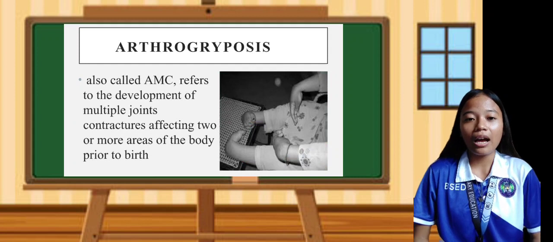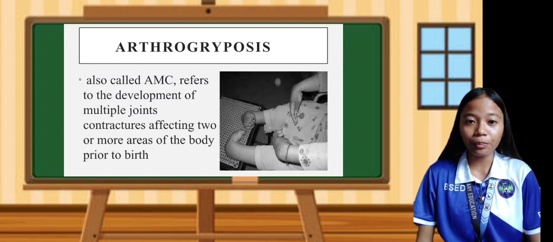The next one is arthrogryposis. Arthrogryposis involves a variety of non-progressive conditions that are characterized by multiple joint contractures or stiffness and involves muscle weakness found throughout the body at birth.